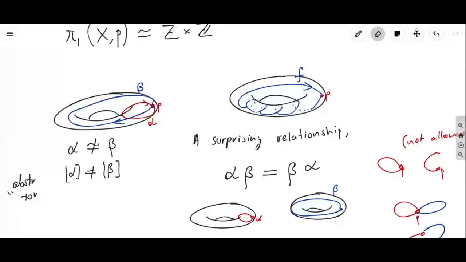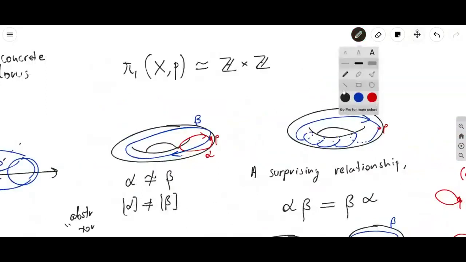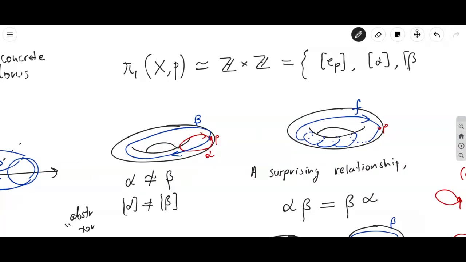Anyway, this is the surprising relationship that exists. The fundamental group of the torus, we said, is two copies of the integers. So it's similar to a circle: you count how many times it winds around the inner radius and the outer radius. The fundamental group will be a set containing the constant path at P. Then you will have alpha, you will have beta, then alpha squared, beta squared.